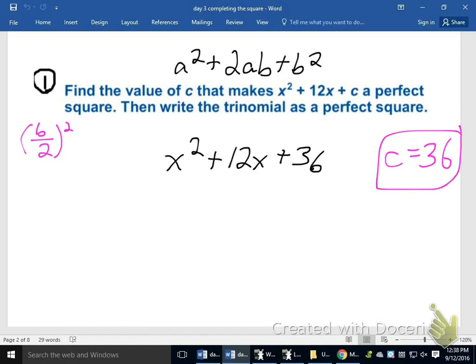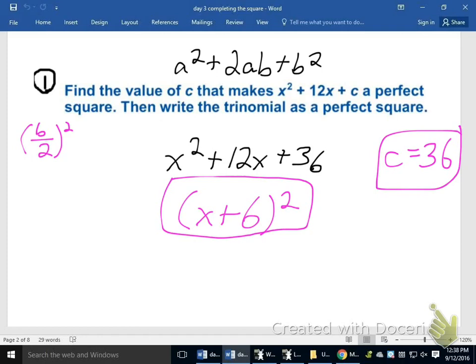But it did say write the trinomial as a perfect square. If I were to write this as a perfect square, it'd be x plus 6 squared. Because this is a perfect sum, alright? It's a plus b squared. And we're done with this problem.